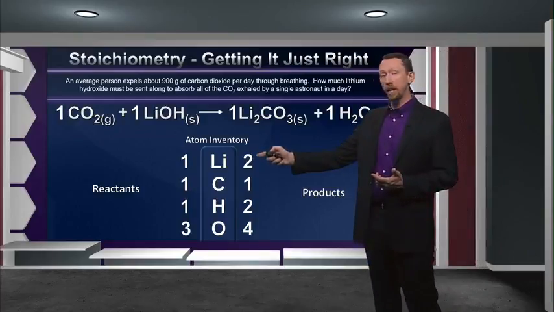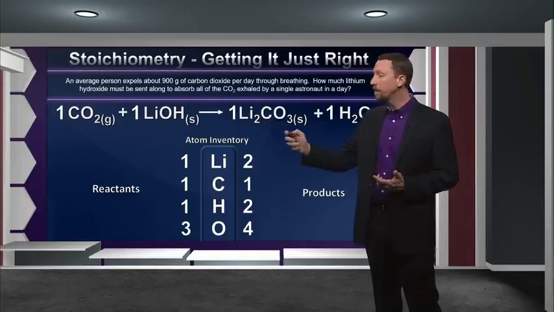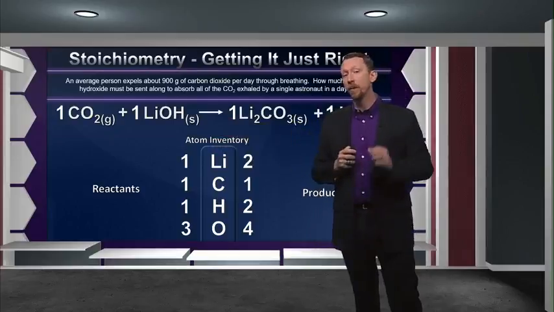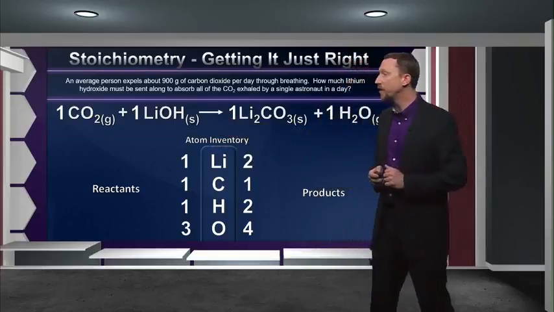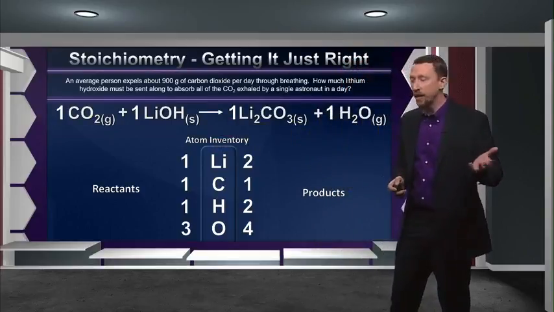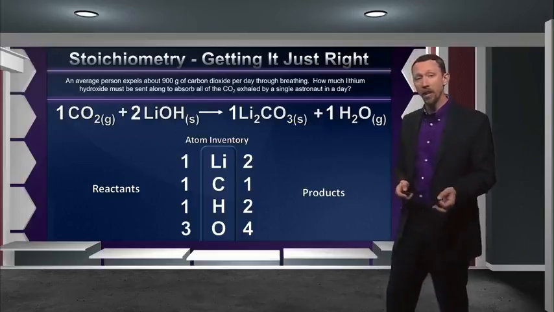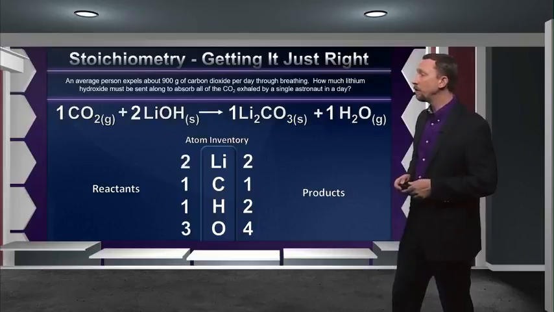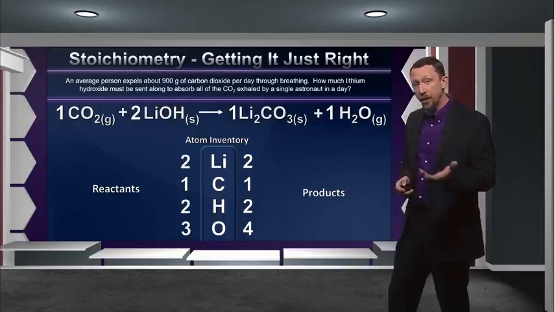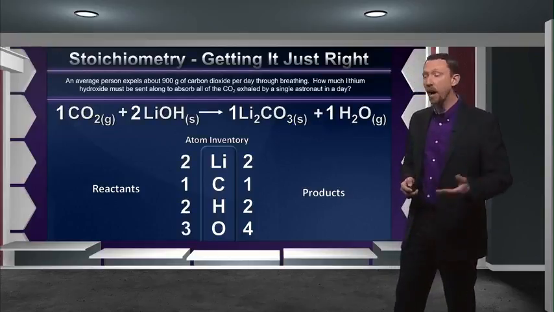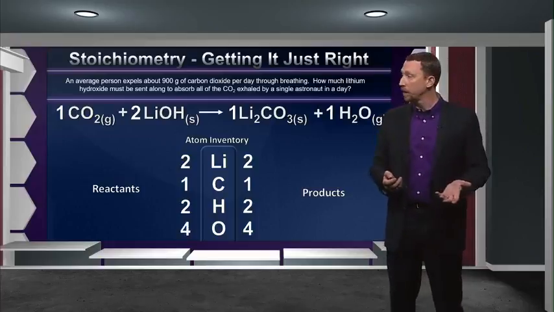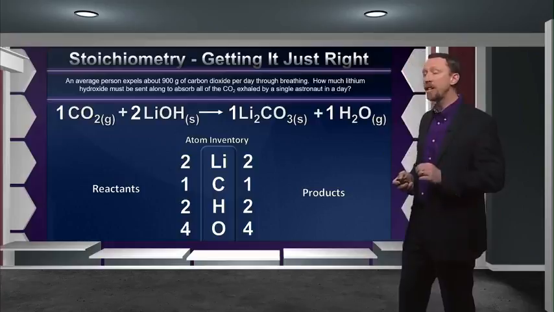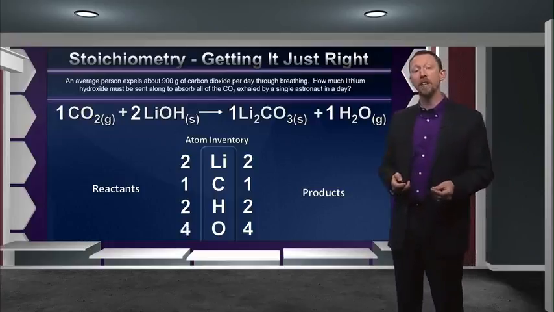I have 2 lithiums from my lithium carbonate formula on the product side and only 1 lithium currently from the lithium hydroxide on my reactant side. So to correct for this, I can simply change the coefficient on lithium hydroxide to 2. This brings lithium up to 2. This also brings hydrogen up to 2. And it adds another oxygen, bringing that up to 4. So we've completed balancing this equation at this point by increasing the coefficient on lithium hydroxide to 2.